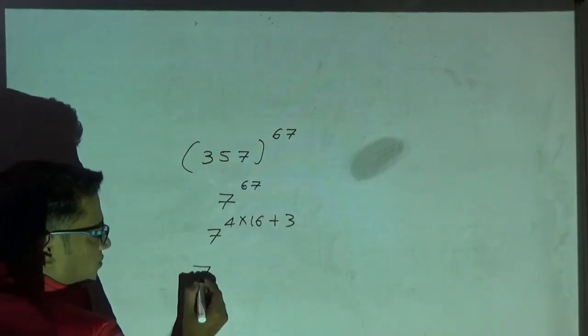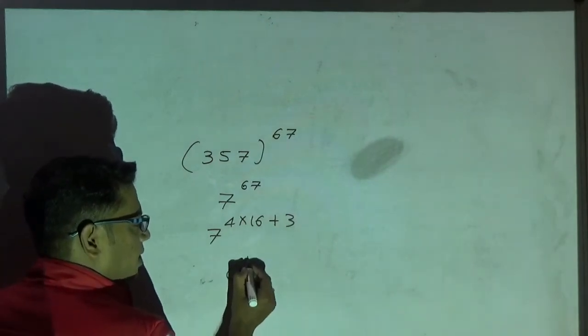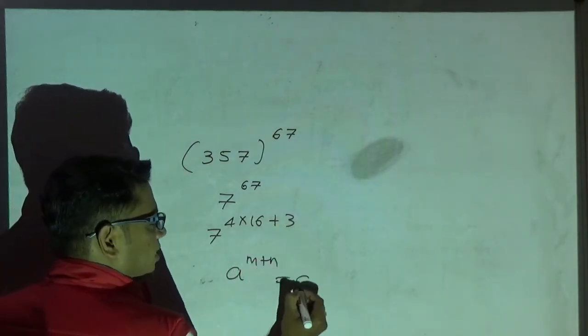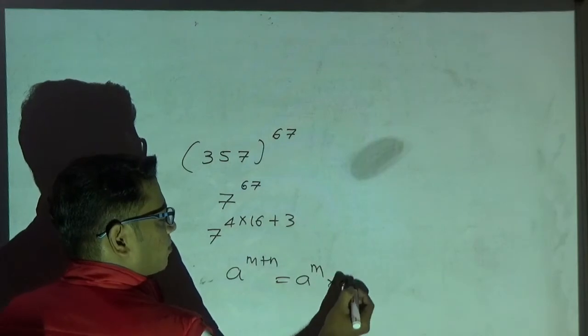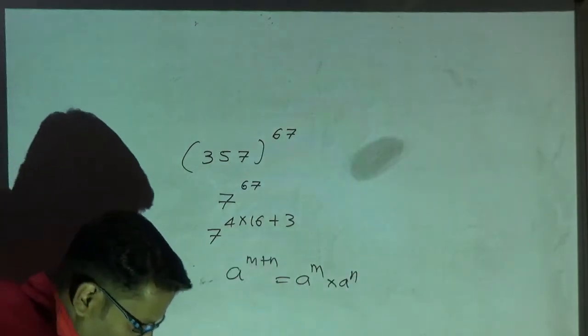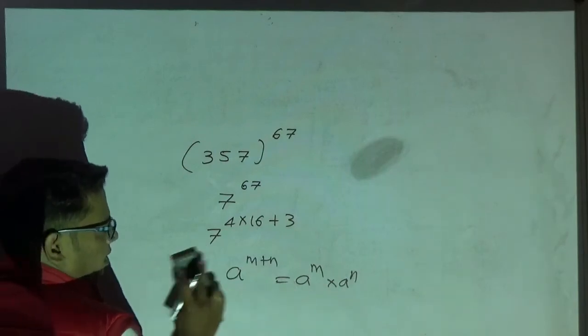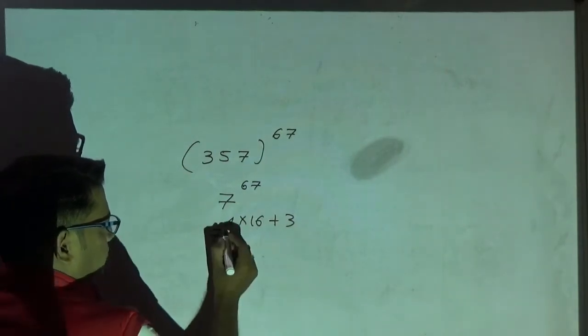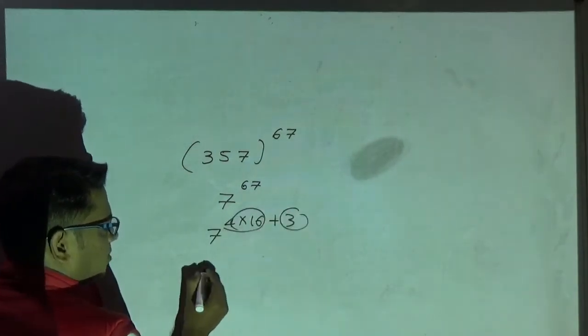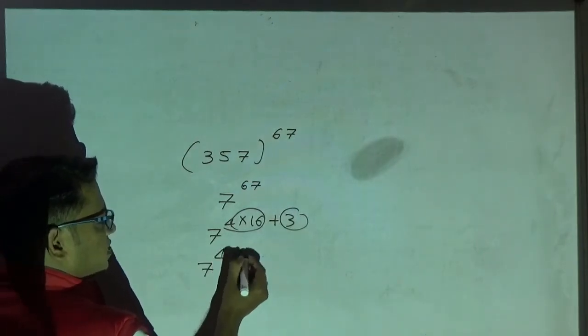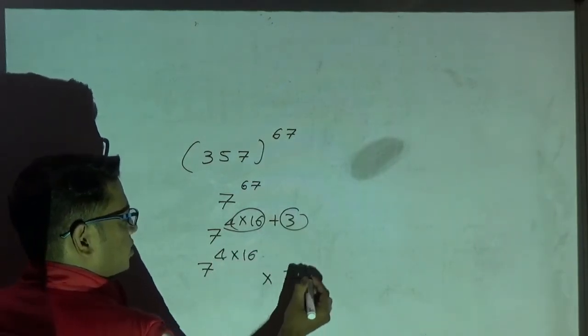Now I know the formula: a power m plus n is nothing but what? a power m into a power n. You know this, right? a power m plus n is nothing but a power m into a power n. Now here this is m, this is n. So this can be written as 7 power 4 into 16, into 7 cube.